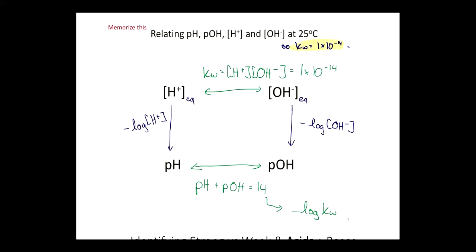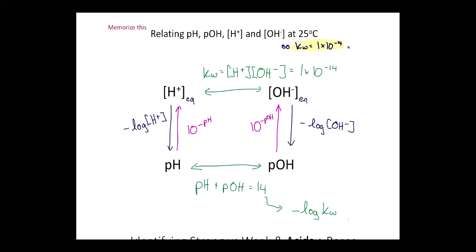If we wanted to undo a pH value to go back to H+, we do 10 to the negative pH. That's how we go back to an H+ concentration. So if I tell you that you have a solution with a pH of 4, then that means the H+ concentration is 1 × 10 to the -4. Same thing with pOH. If you want to undo that pOH value, you do 10 to the negative pOH.